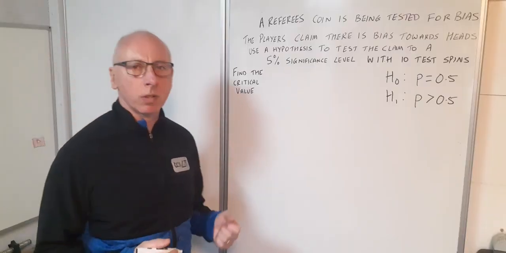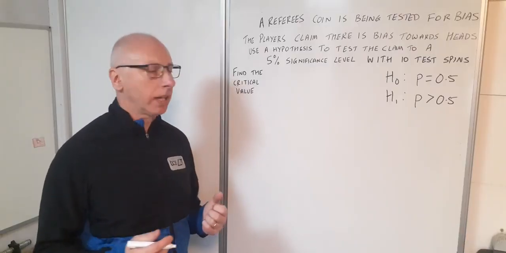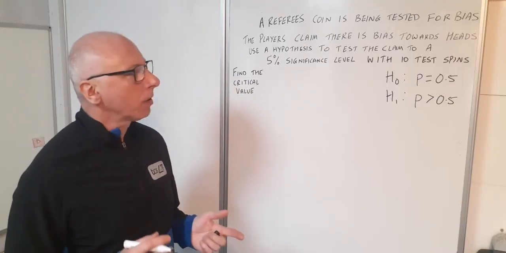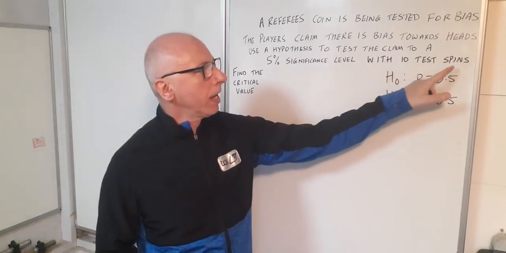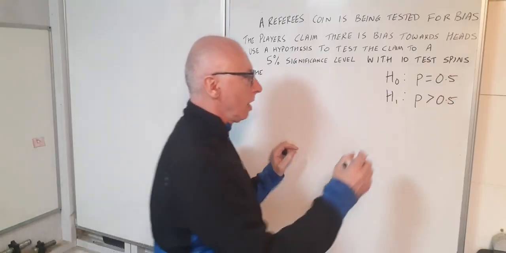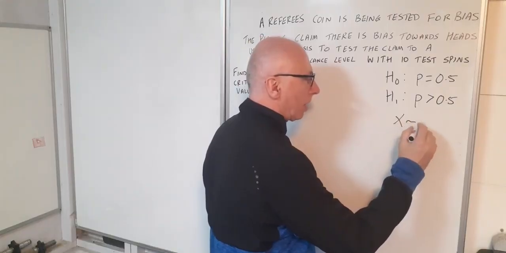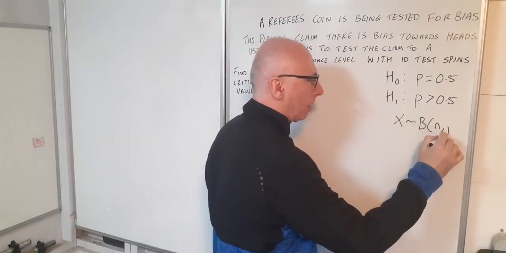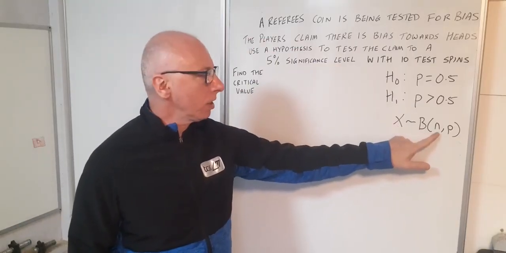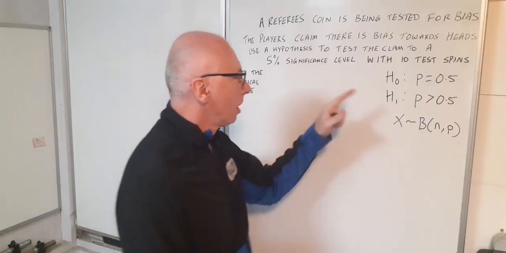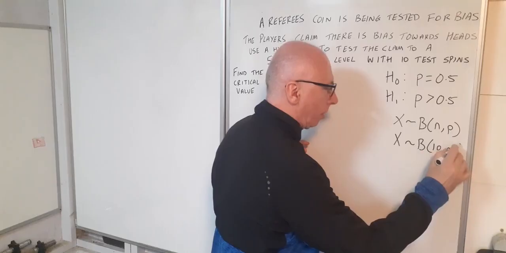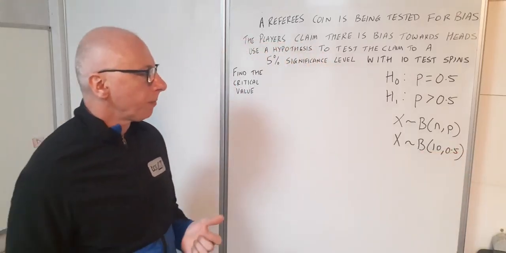Next, we need to work out what our test statistic is and how we're going to calculate it. So with a coin, you've either got a heads or tails outcome, and we've got a set number of tests. So this looks to me like a binomial distribution test. So binomial is X ~ B(n, p). X is our random variable, binomial distribution, n is the number of tests, and p is the probability. So for this, X ~ B(10, 0.5). So that's what we've got.